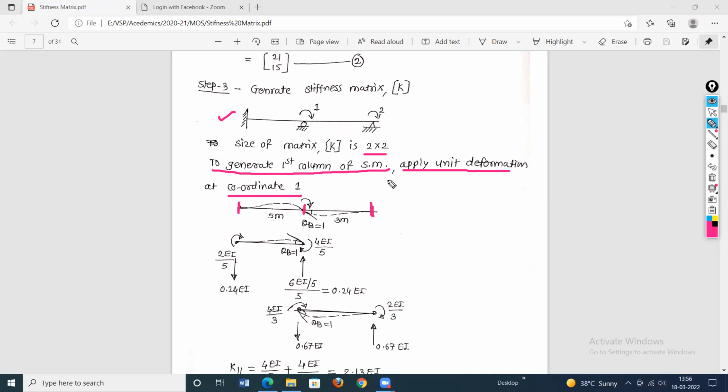Now apply unit deformation at coordinate 1. What is our coordinate 1? It is a rotation. So here apply a rotation at coordinate 1. When we apply the rotation in a clockwise direction, on the second span, the moment is acting from the top. Therefore it will deform downward.